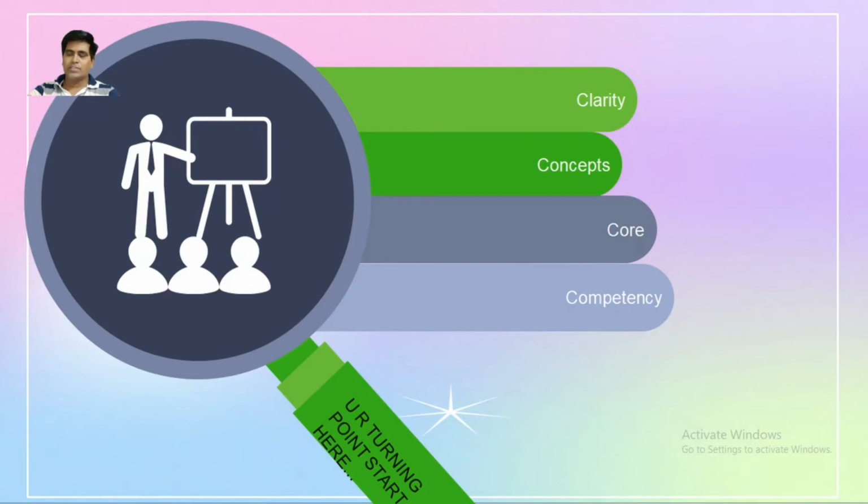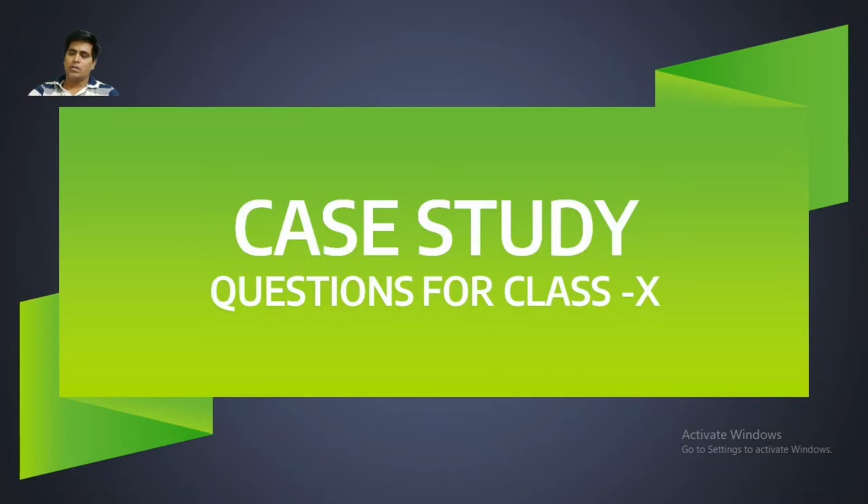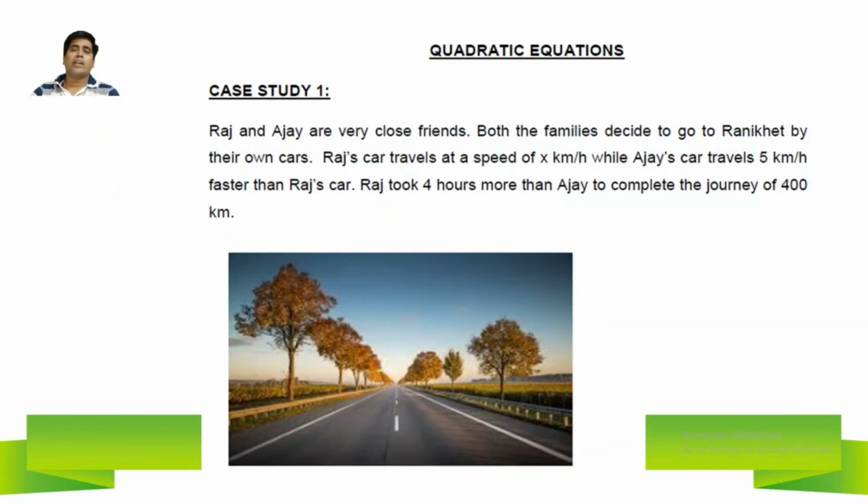Let us see the case study question on the chapter quadratic equations. We are seeing the first case study question. Let us see what has been given. The picture shows that something rolled, so definitely it is related to speed and time. Quickly, we see the question.